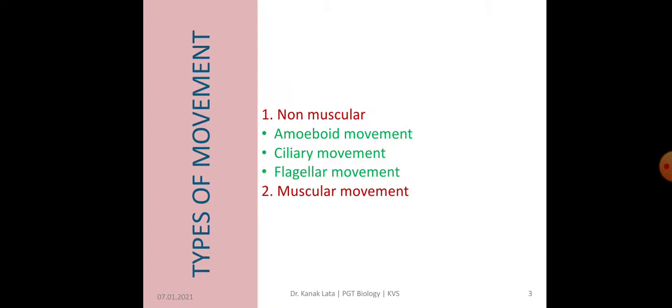Now let us move towards the types of movement. Movements in animals are of two main types, non-muscular and muscular. Non-muscular movements include amoeboid movement, ciliary movement, and flagellar movement. Here we are going to discuss all the movements one by one.